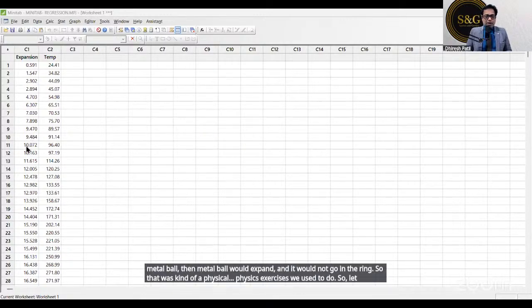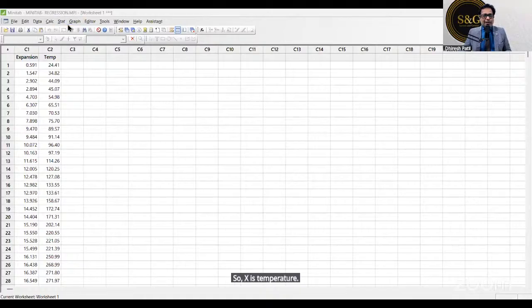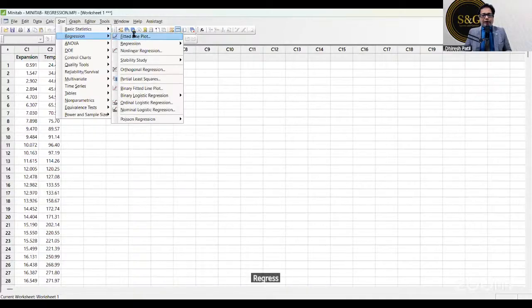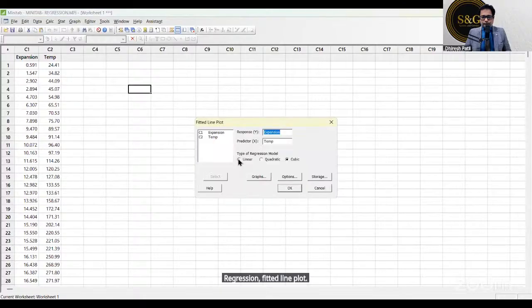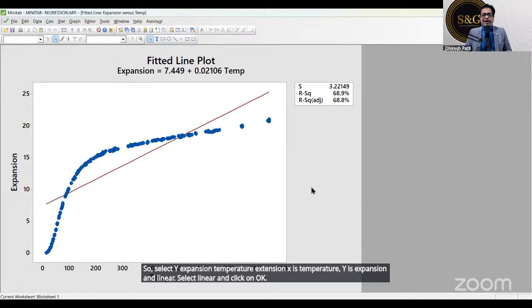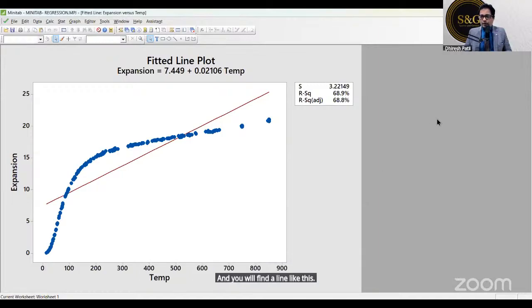So let's do this. X is temperature, Y is expansion. Let's go to Stat, Regression, Fitted Line Plot. Select Y as expansion and X as temperature, and select linear and click OK. You will find a line like this. Correct? So everybody knows this. This is called the regression equation.